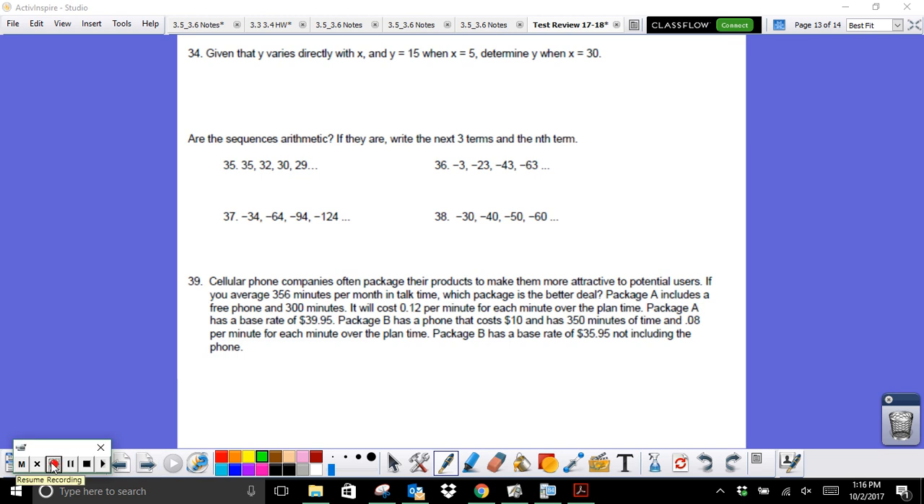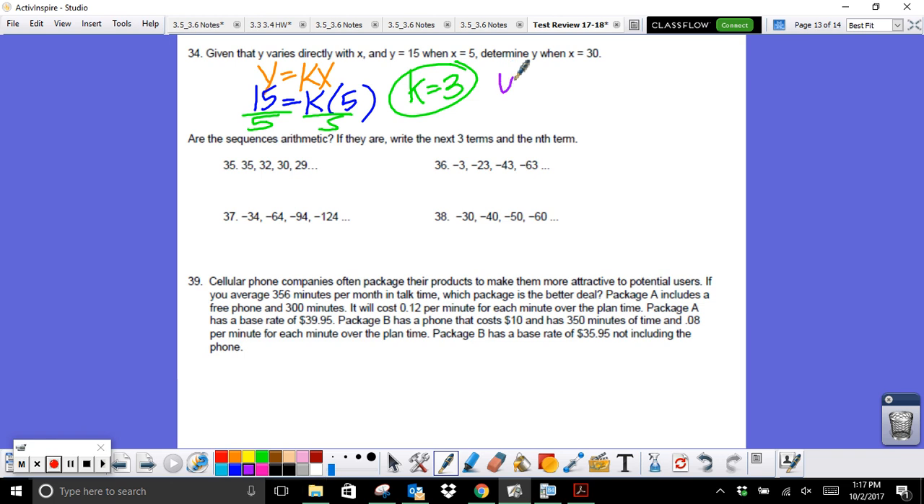Given that y varies directly with x, y is 15 when x is 5, determine y when x is 30. Okay, we've seen a lot of these in a row. There are quite a few of these on the test. So I've got y equals kx. I'm going to plug in everything I know. So y is 15. I don't know k, but x is 5. Divide both sides by 5. So k here, my constant of variation is 3.